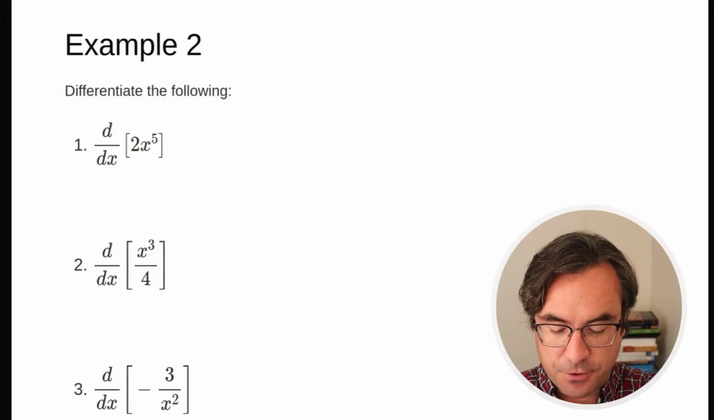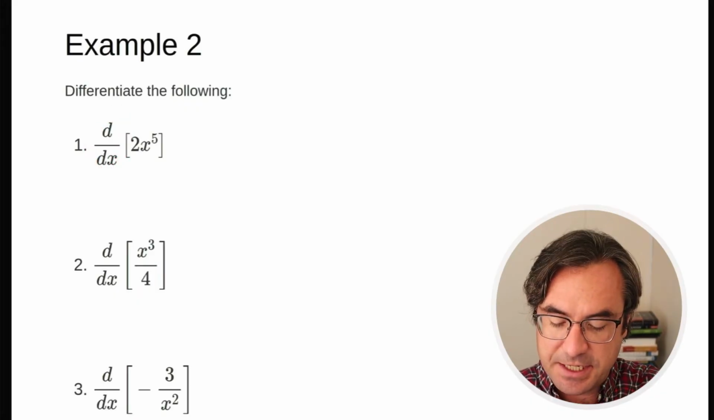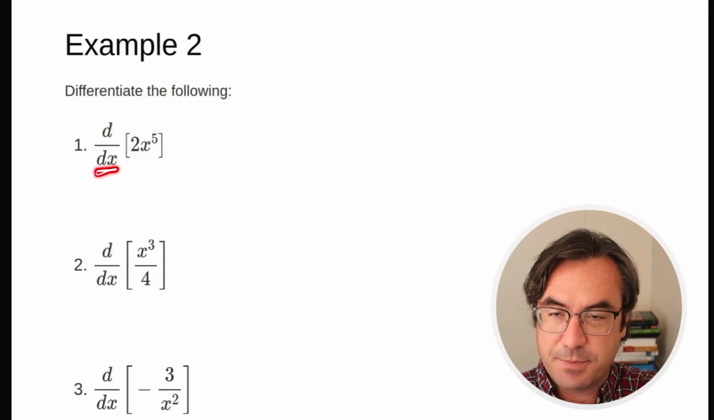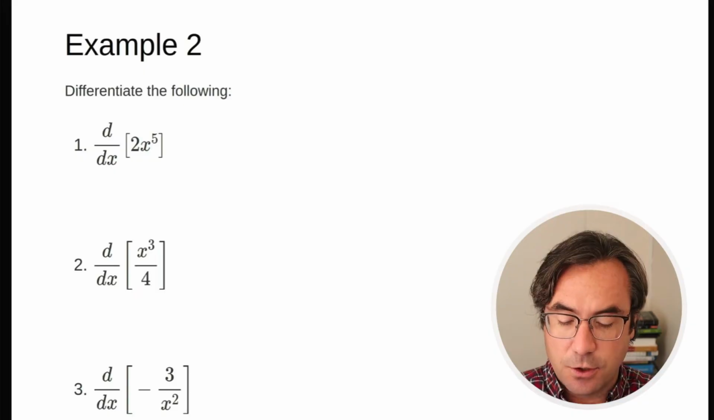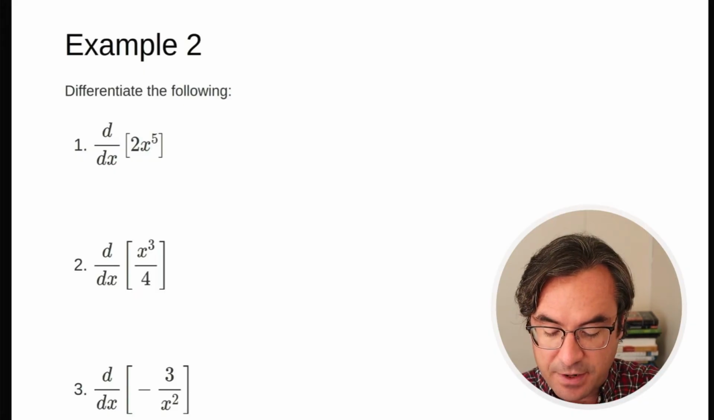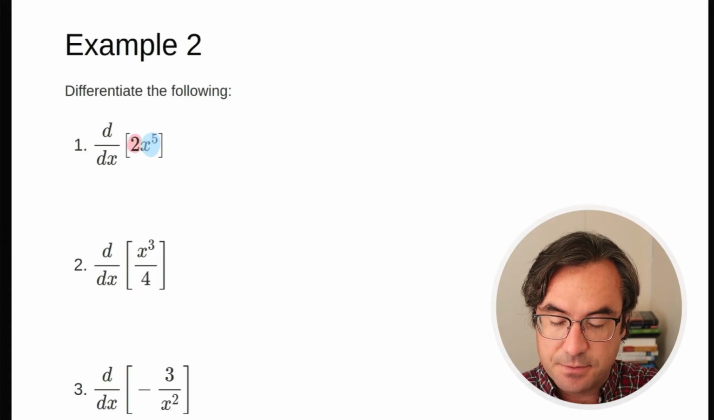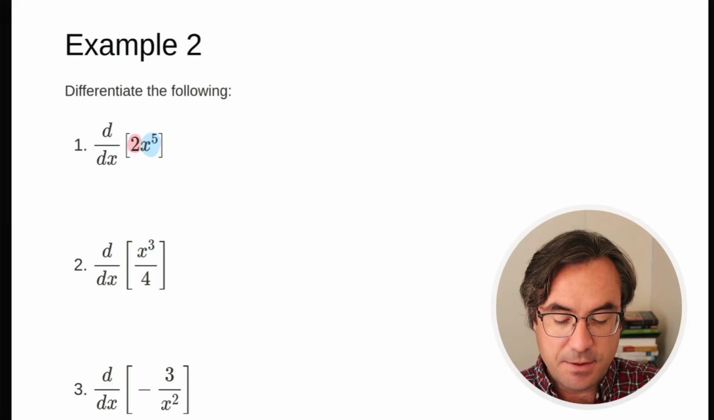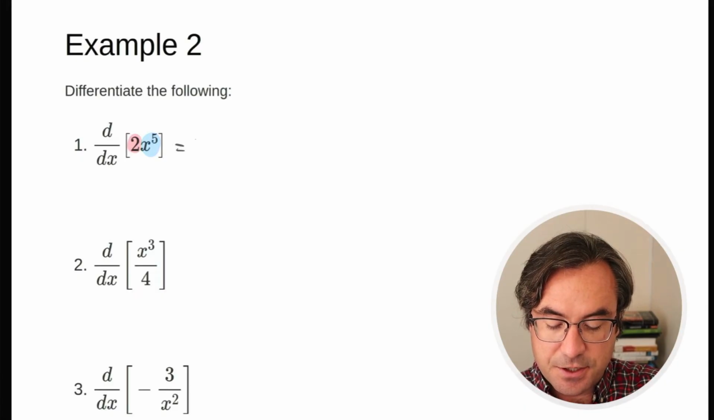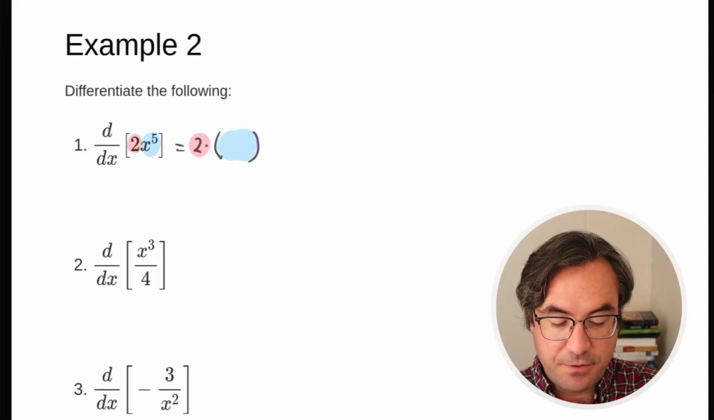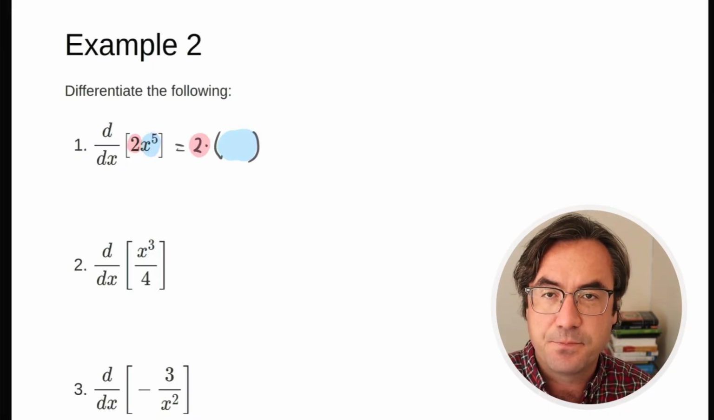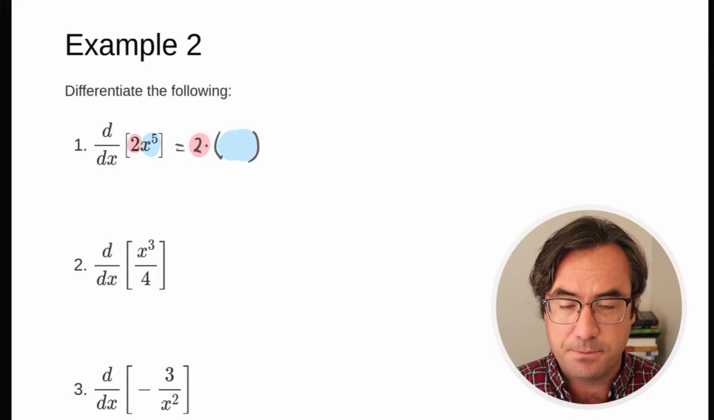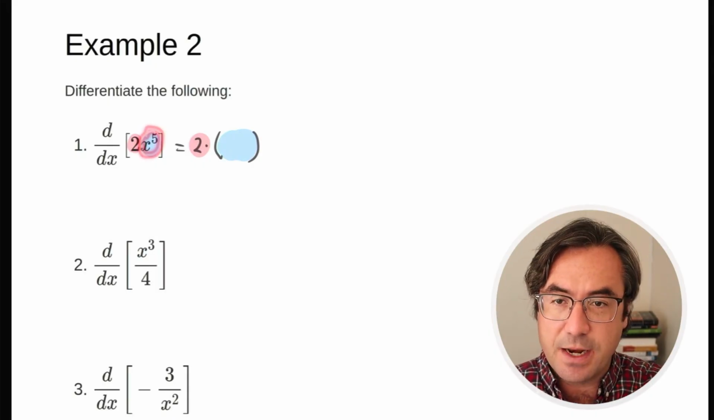All right, so let's look at the first one here. We want to differentiate. So again, this d dx means calculate the derivative of all the stuff inside here with respect to x. If we look at what we have, a constant 2 times a variable part. So what the constant multiple rule says is the 2 is just going to stay there in front, and then we can focus in on just getting the derivative of x to the power 5.